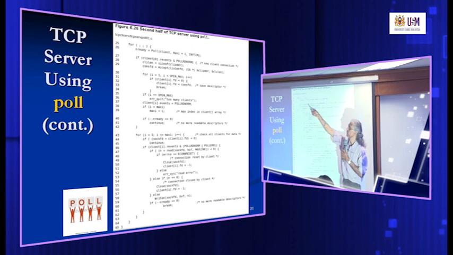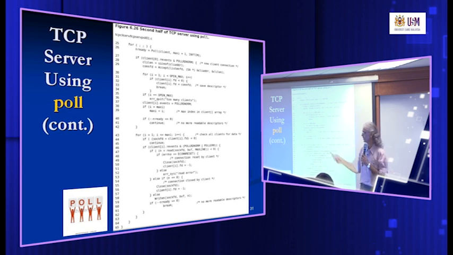We start from one, because zero has been reserved for the listening port. So we put it in there. For this new client, we also monitor it for reading activity, and then continue. Next time we again take each socket ID from the client array and check whether that particular socket has some activity, whether it's reading or error. I have to check this or this. If there's activity, then read the contents, and then write the contents.